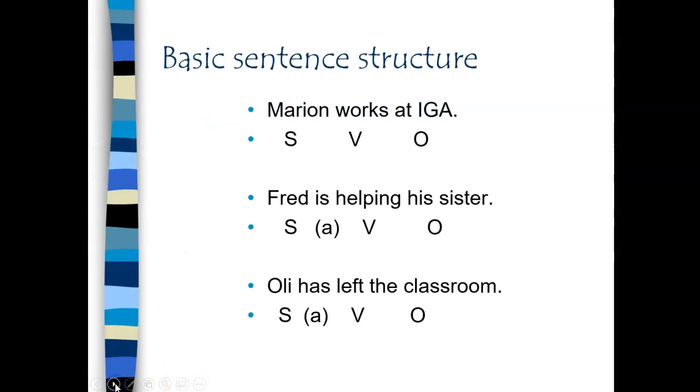So remember basic sentence structure. It's subject, verb, and object. So Marion works at IGA. Here's my subject, my verb. Fred is helping his sister. Here I have an auxiliary plus my verb. Or Ollie has left the classroom. Here I have a verb in the present perfect with my auxiliary, as you can see.